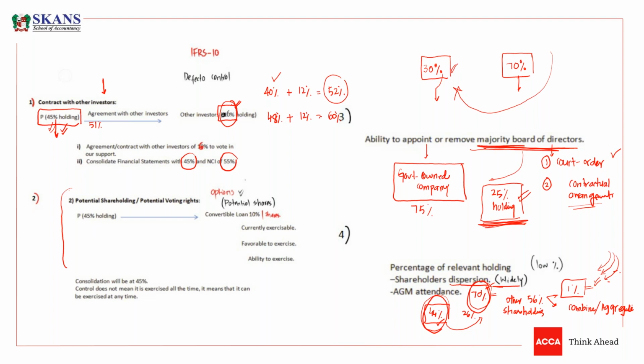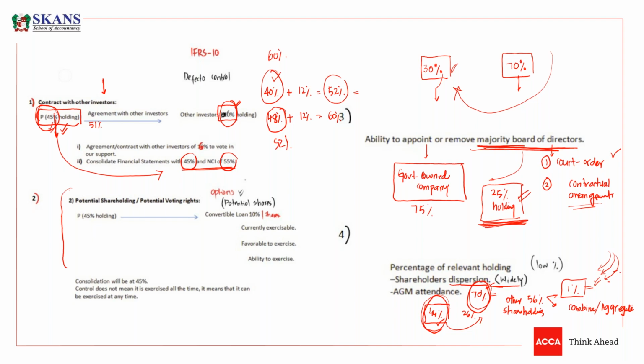Okay. And if you have control, obviously when you distribute profits, as a parent you have 45%, so you will have 45%, and NCI would automatically be 55%. In this situation, you are 40%, NCI would be 60%. In this situation, you are 48%, NCI would be 52%.